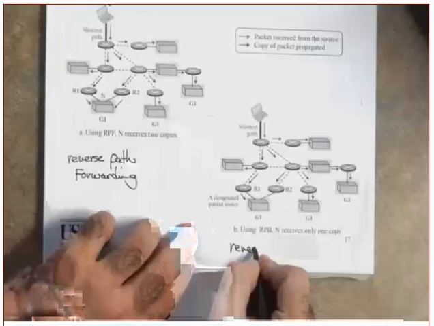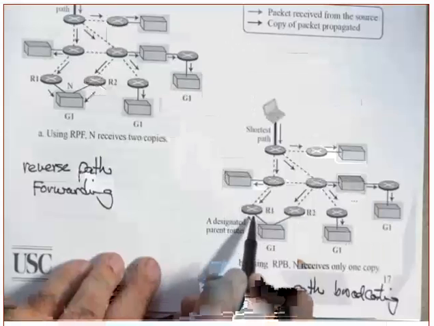How does it work? Let's see. One node is designated as the core, or they also call it a rendezvous node. What is the meaning of rendezvous? It's some place where people gather, where people meet. Are you following me or not? They call it a rendezvous. Let's see how it works.